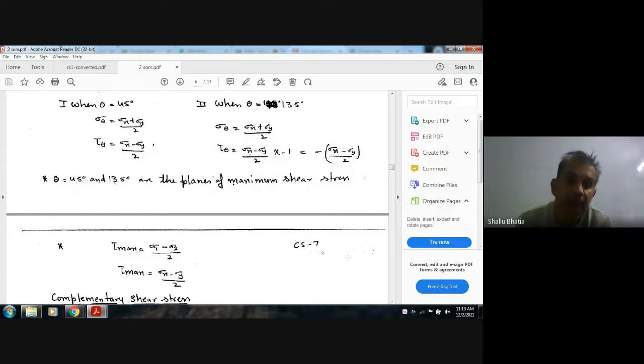And here we can also see that there is some normal stress also. The value of normal stress is not 0. It can be 0, or it cannot be 0. But at a principal plane, the shear stress is always 0. That is the definition of a principal plane.